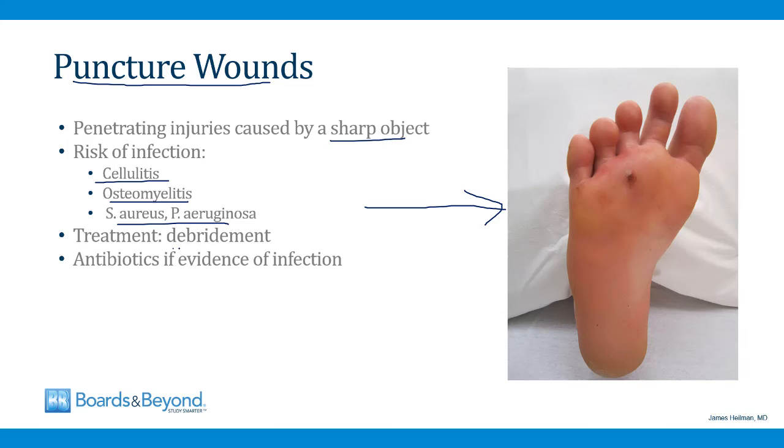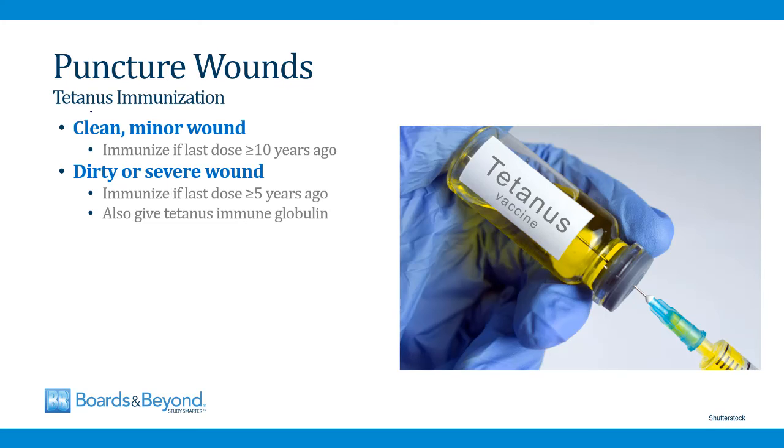The treatment is to debride the wound, and then antibiotics are given, but only if there's evidence of infection. If it's a clean puncture wound, we do not routinely give antibiotics for prophylaxis. The most important thing to consider when managing patients with puncture wounds is the tetanus immunization status of the patient.